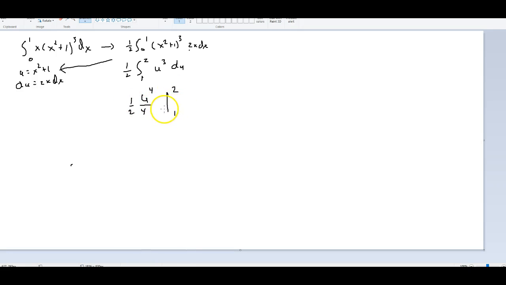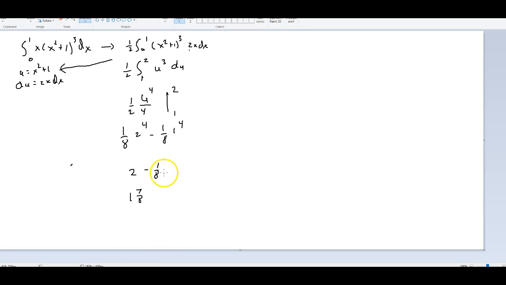Now notice what's interesting is, at this point in the previous one, you would have plugged your u back in. You put your x squared plus 1 back in. I don't have to. These are u's. These are u's. So just plug in the u's. So I get 1/8 2 to the 4th minus 1/8 1 to the 4th. And so 2, 4, 8, 16. So that gives me 2 minus 1/8, or 1 7/8.